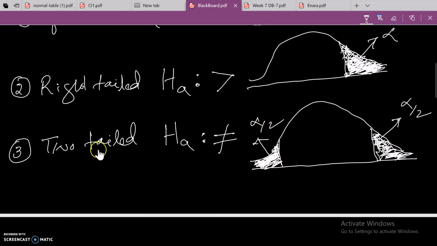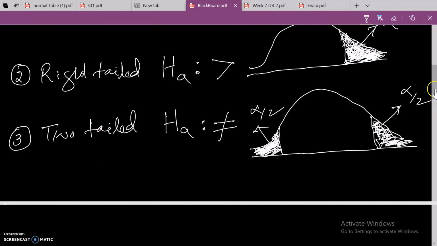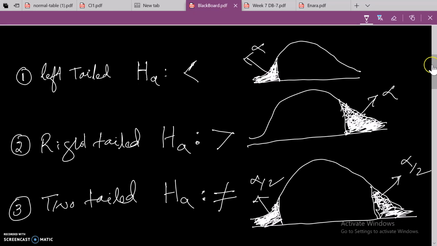So how can you identify whether it's a left tail test, a right tail test or a two tail test? It's all about the alternative hypothesis. If the alternative hypothesis has a less than symbol, it's a left tail test. If an alternative hypothesis has a greater than symbol, it's a right tail test. If it has a not equal symbol, it's a two-tailed test.